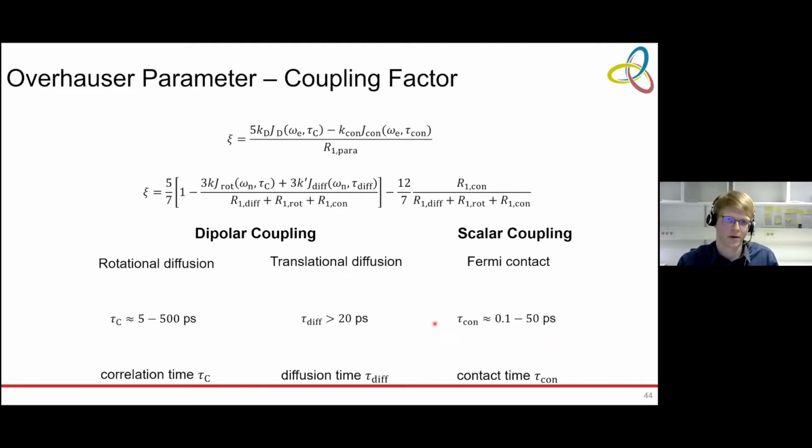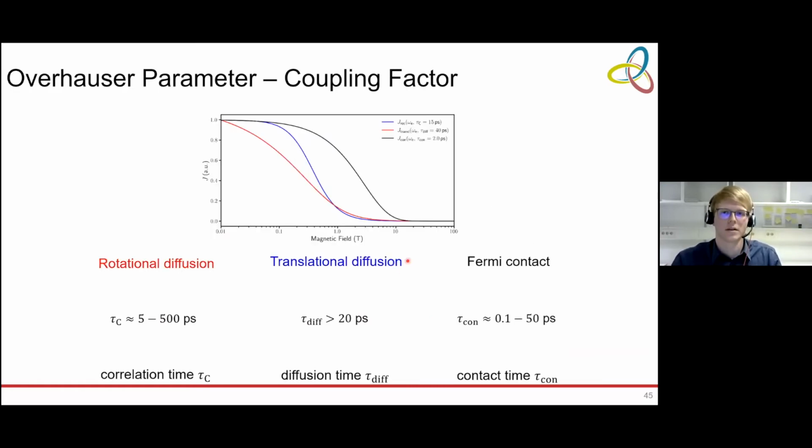Now we can plot the spectral densities again, but with more realistic values for the tau. And what we can see immediately is that the contact interaction is the one that survives the longest towards high magnetic fields. Okay, so now we have the framework, and we can also calculate the coupling factor.